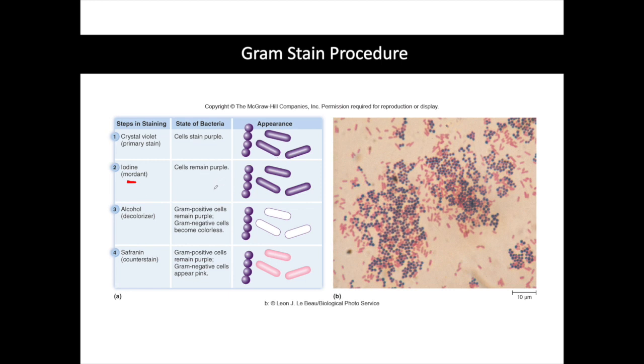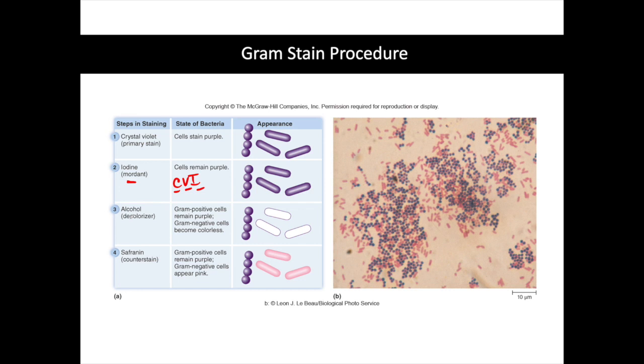Once the iodine has sat for a minute or two to allow what we call the CVI complex to form, which is crystal violet iodine, once that crystal begins to form, we now decolorize. In the decolorization step, this is acetone and alcohol. Now for the gram-positive cells, acetone and alcohol tightens up peptidoglycan and causes the cell wall, that thick, intense cell wall, to hang on to the crystal violet, the CVI complex that has formed.